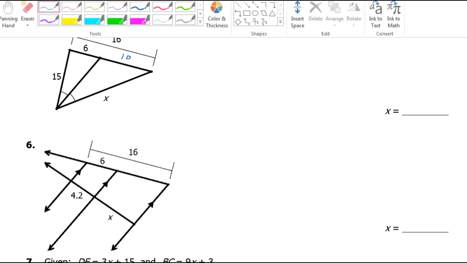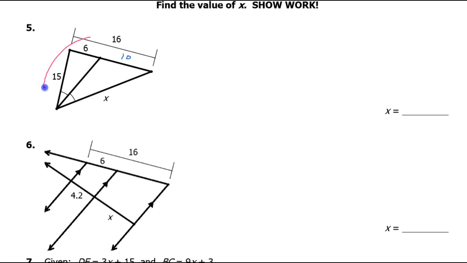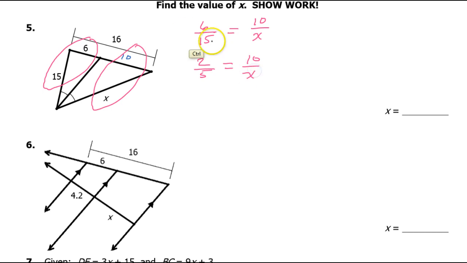So the angle bisector theorem says that these segments are proportional to these segments. So if I make a fraction out of these, and I'll just keep it in the order that it's in, that would be 6 over 15. And if I make a fraction out of these in the same way, that would be 10 over x. These are both divisible by 3, so that's 2 over 5 is equal to 10 over x. Multiplying this diagonal gives me 2x. Multiplying this diagonal gives me 50. And of course, when I divide both sides by 2, that gives me x is equal to 25.